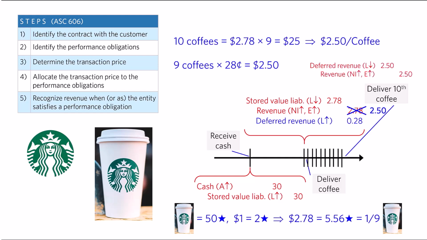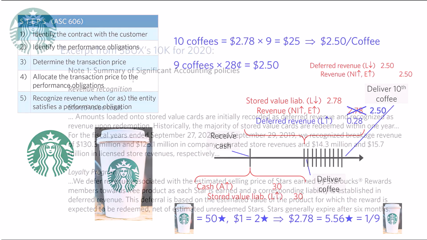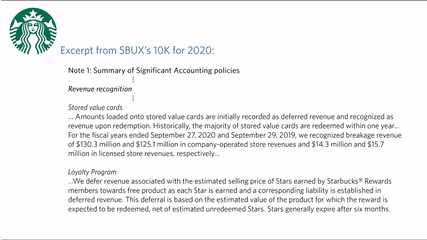You might be asking yourself, can it really be that complicated? And the answer is yes. This excerpt from Starbucks Notes discusses how they defer gift card type revenue, including estimated non-redemptions, which retailers typically refer to as breakage. They also discuss how they record deferred revenue for the stars in the rewards program. In other words, even something as simple as a cup of coffee can have somewhat complex revenue recognition.